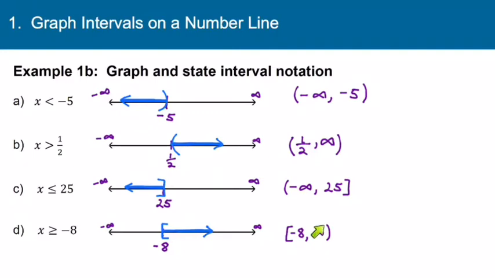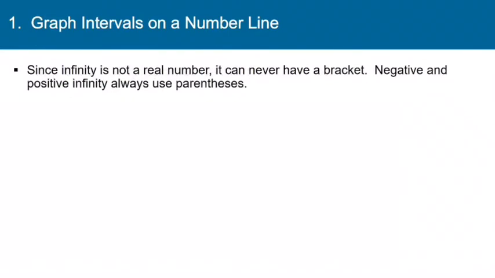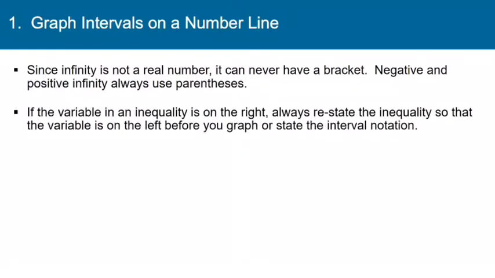And also remember that even if your number has a bracket, infinity and negative infinity always must have parentheses. Okay, so again, since infinity is not a real number, it can never have a bracket. Negative and positive infinity always use parentheses. And if the variable in an inequality is on the right, you should always restate that inequality so that the variable is on the left before you try to graph or state the interval notation.